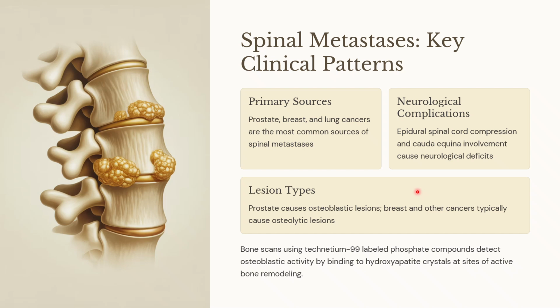osteolytic lesions. Bone scans using technetium-99 labeled phosphate compounds detect the osteoblastic activity because it can bind to hydroxyapatite at the sites of active bone remodeling, whereas the osteolytic lesions are not obvious in the bone scans.